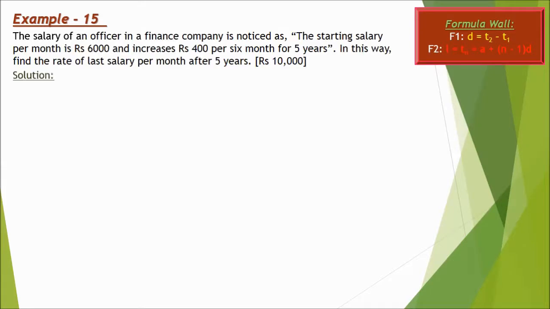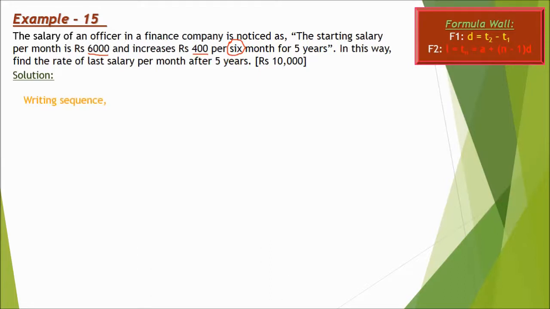The salary of an officer in a finance company is noticed as follows: the starting salary per month is 6,000, and this you can easily say is A. It increases by D, but in a different way, as every 6 months, which means it increases twice a year. It increases by 800 per year. You can multiply the time by 2, so you can go by 10 half years.